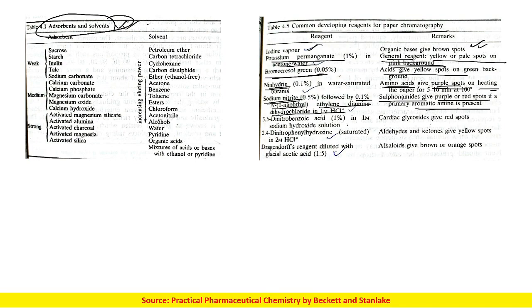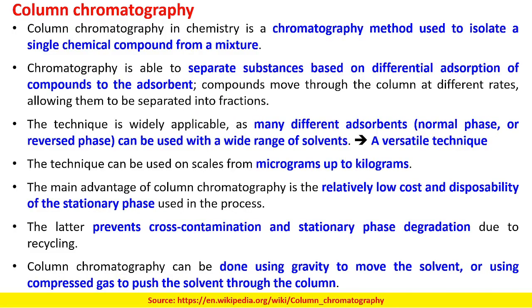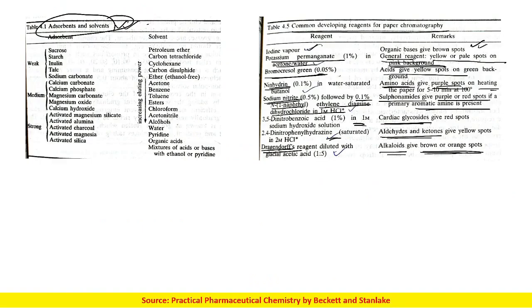Then we can use these other reagents also for determining cardiac glycosides, or if there are any aldehydes or ketones. Then there is Dragendorff's reagent which can be used to analyze alkaloids which may be present in the mixture. Okay, and they give either brown or orange spots. So with this we complete TLC and the paper chromatography.